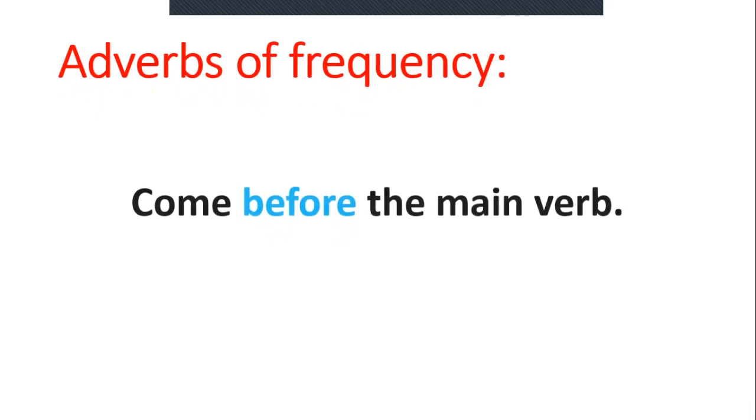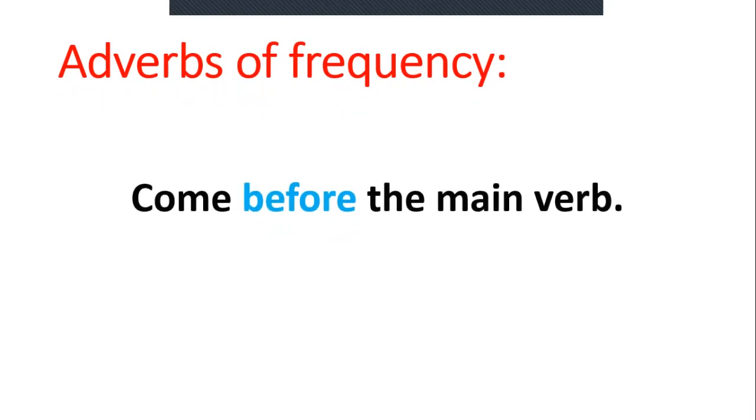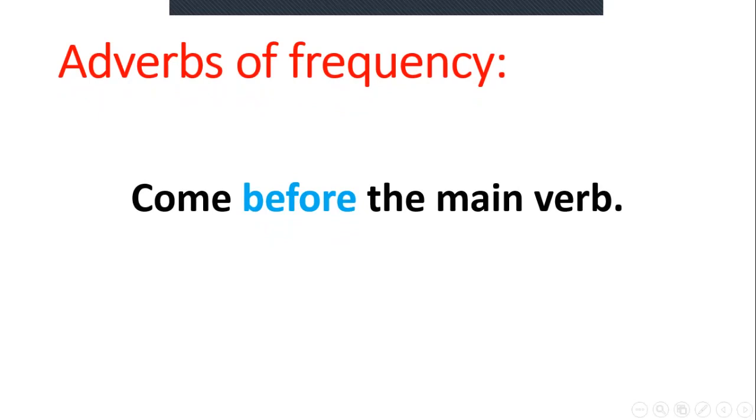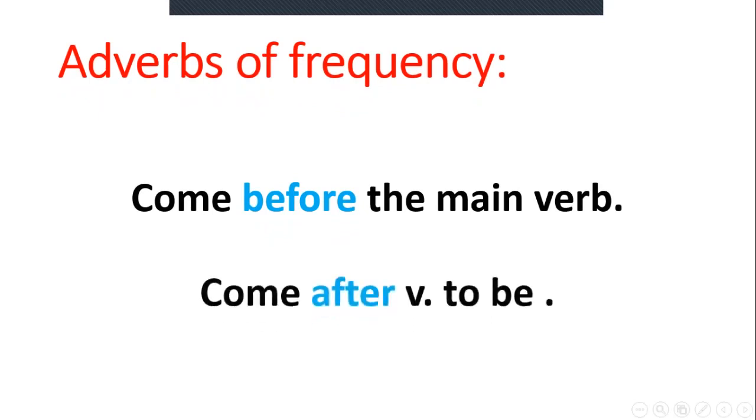Adverbs of frequency come before the main verb. We can use adverbs of frequency before the main verb. And also we can use adverbs of frequency after verb to be. Again, my students, we use adverbs of frequency like always, usually, often, sometimes, and never. We can use them before the main verb, and also after verb to be.